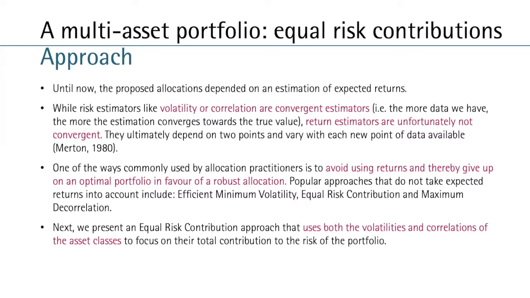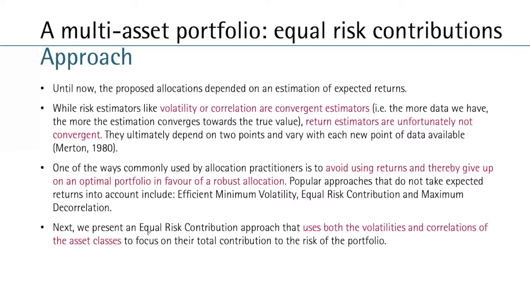So some portfolio managers drop these techniques altogether. And the downside with that is they don't achieve an optimal portfolio, but they indeed obtain a more robust allocation because that's driven only from these convergent estimators of risk. We've mentioned some of these approaches here. So the minimum vol approach, or equal risk contribution, or the maximum decorrelation. These are the three approaches which don't take expected returns into account.